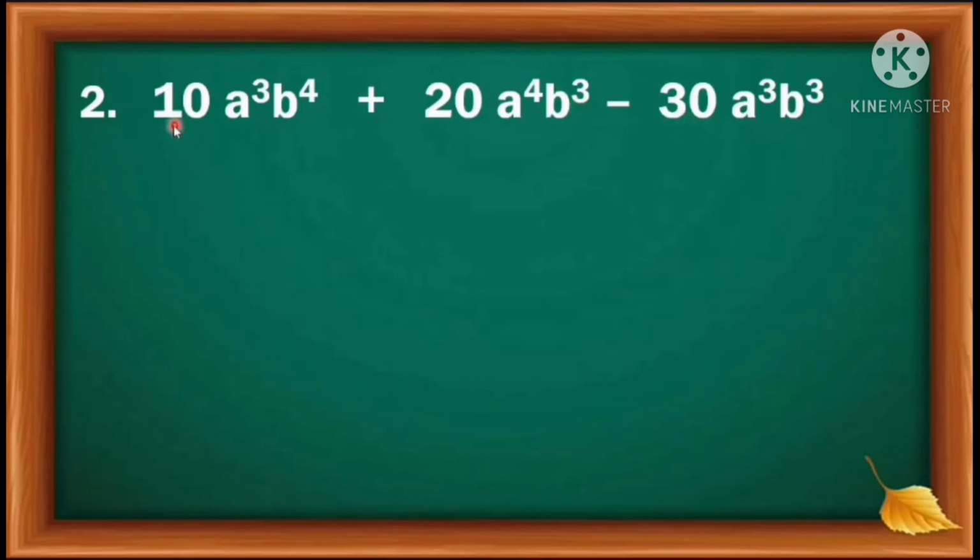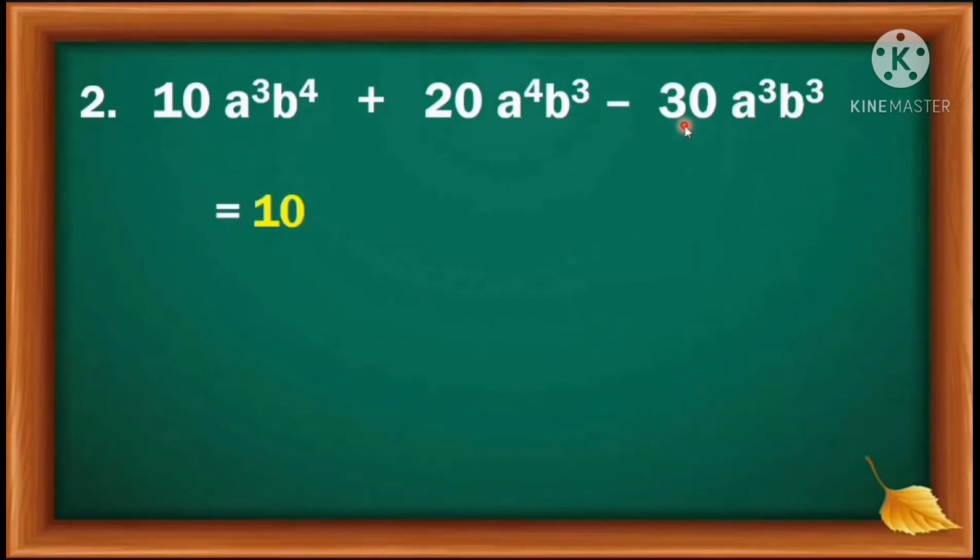Diba yung 10 can be divided by itself, which is also 10. 10 divided by 10 is equal to 1. Ang tanong, yung 20 ba at saka yung 30 pwede rin i-divide kay 10? Yes, because 20 divided by 10 is 2 and 30 divided by 10 is 3. So ibig sabihin, 10, 20, and 30 can all be divided by the GCF, which is 10. Obviously, ang GCF ng tatlong numerical coefficients na yan is equal to 10.